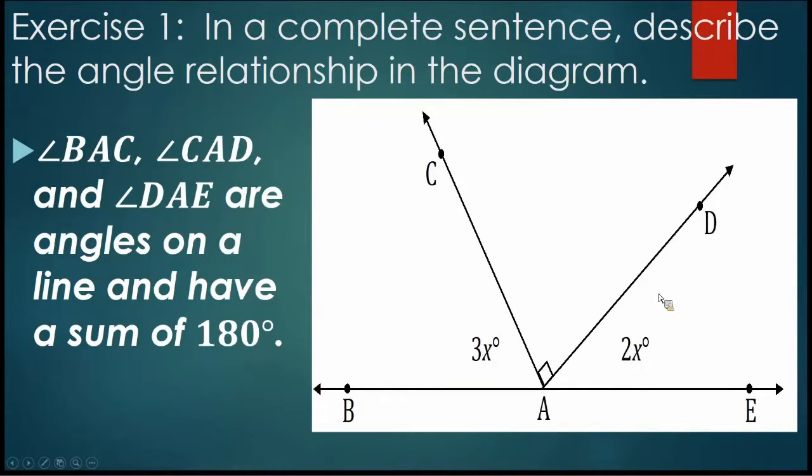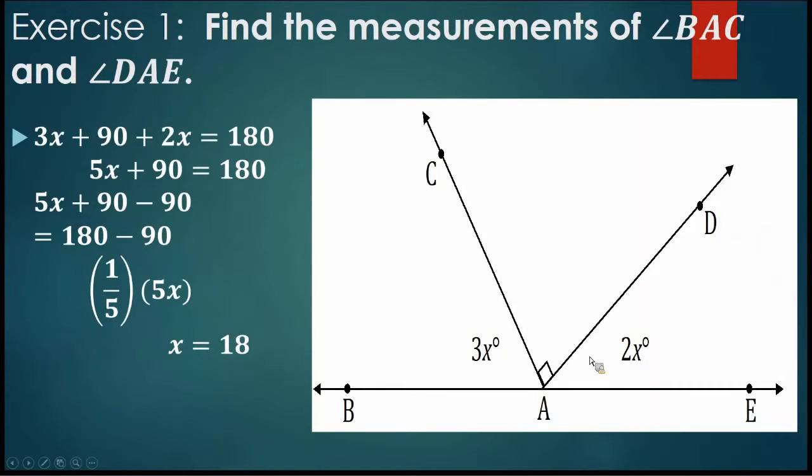Now observe this little square here. That means we have a right angle. So CAD is a right angle. And a right angle will always measure out to be 90 degrees. So here, our equation is going to be 3x plus 90 plus 2x equals 180.